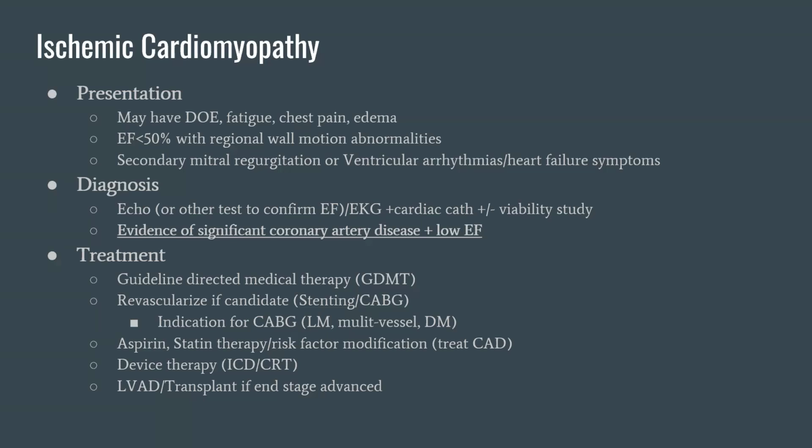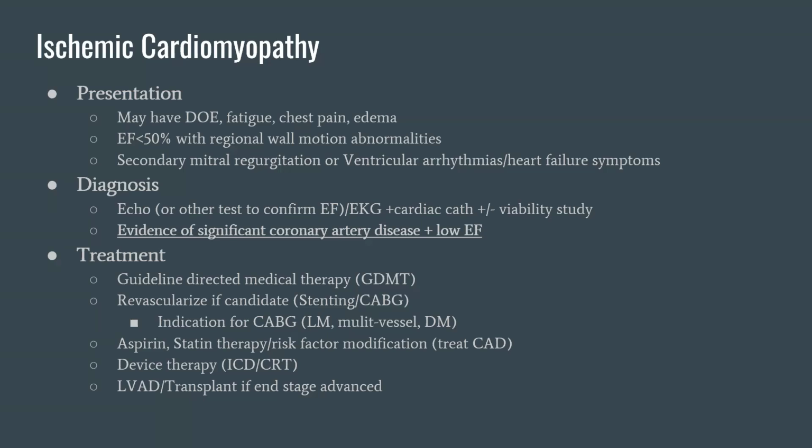So regional wall motion abnormalities, like we talked about with STEMIs and NSTEMIs, just means that one specific region of the wall isn't moving as it should. So you'll see akinesis, hypokinesis of the wall because it's not getting blood flow. And that's correlated with certain arteries of the heart, right? LAD, anterior wall. So that kind of will tip you off that it might be ischemic in nature.